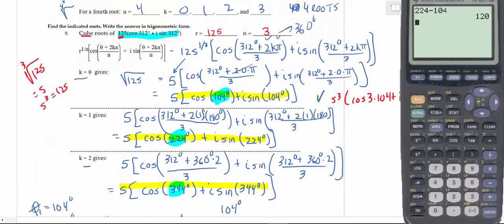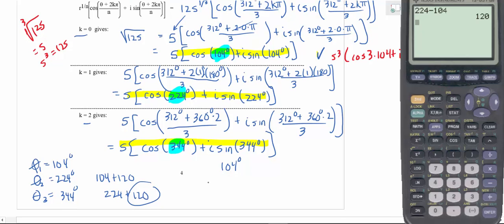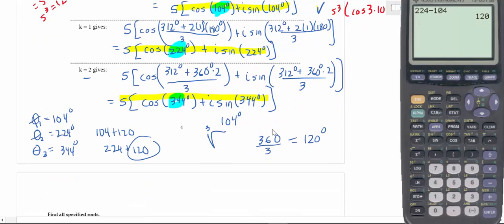Well, if you go back to the original problem, remember we're doing a cube root. So if you take the period of a sine, 360, and divide by 3, it just means that if you're dealing with a cube root, geometrically, the roots are off by 120 degrees. So you might write a note on that. If you have a cube root, basically every 120 degrees you have a root.